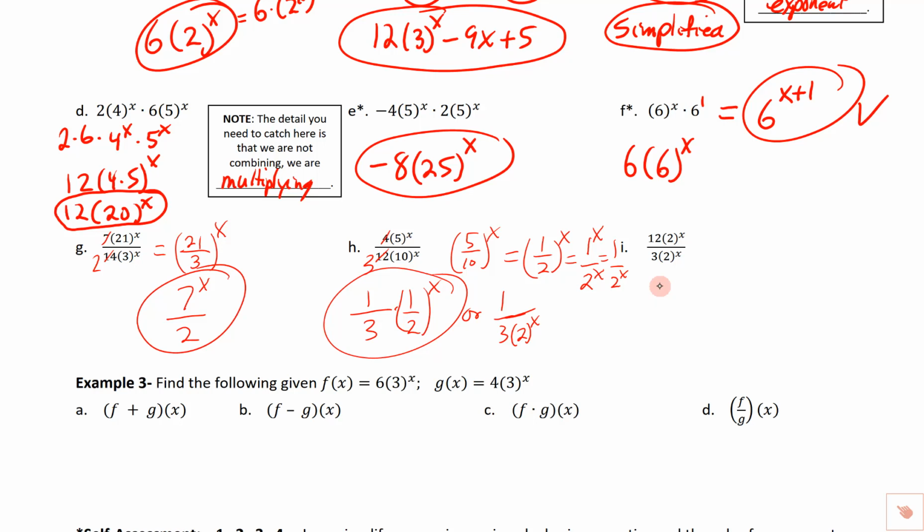There's no addition or subtraction here, so I can just cancel that. So those are gone, and then I end up with 12 over 3, which of course is 4. So the answer on that one is just 4.